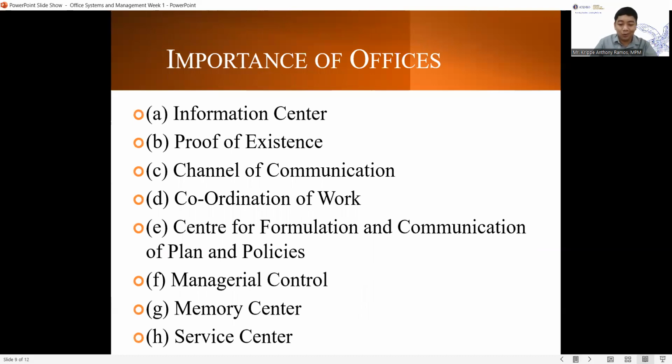So you will also be asking, Sir, why are offices important? Let's discuss this one by one. If we're talking about the importance of offices, first, it serves as the information center. Why is it called the information center? Because it collects information from sources like your invoices, letters, memos, agreements, and vouchers. And the office will protect them in a safe mode so that for future reference, you have information to use for your business.